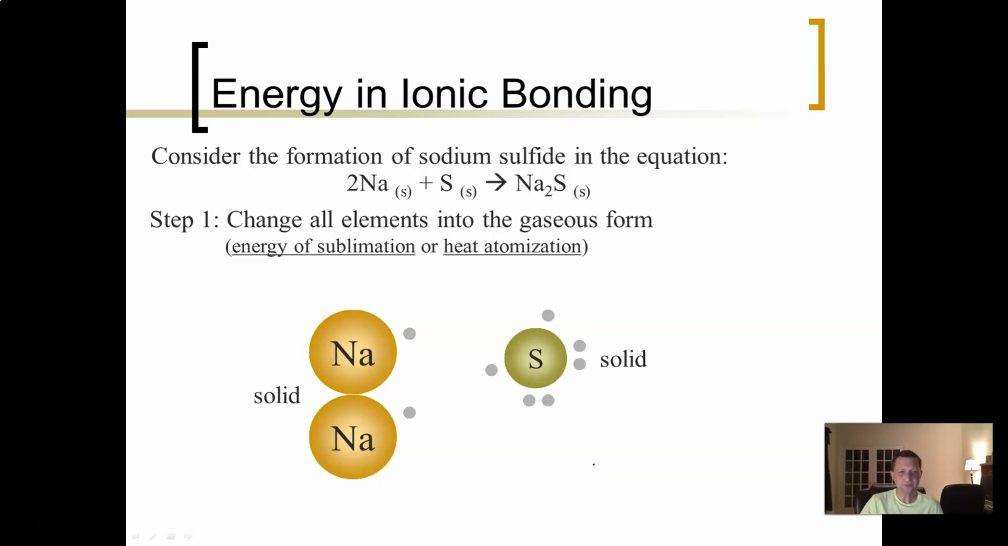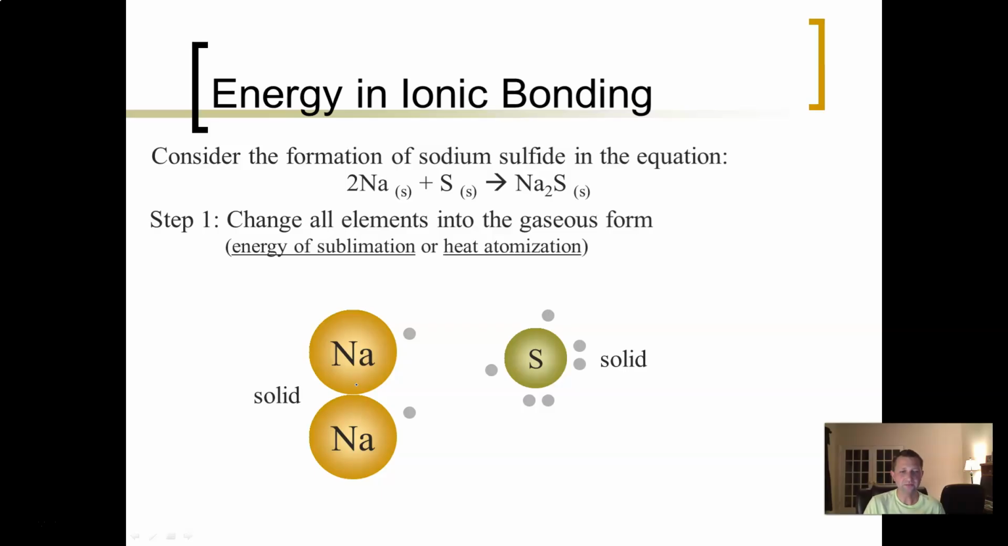Okay? So if you're given the energy of sublimation or heat of atomization, those values will be given to you. If they're positive values, that is an endothermic process. If they're negative values, it's an exothermic process. Well, in order to change something from a solid or a liquid into a gas, that is 100% of the time going to be an endothermic process. Energy is required to make that happen. We learned about that in Chem 1. It's a quick review of that right now. Okay? So step 1, you're always going to have an endothermic process for this.